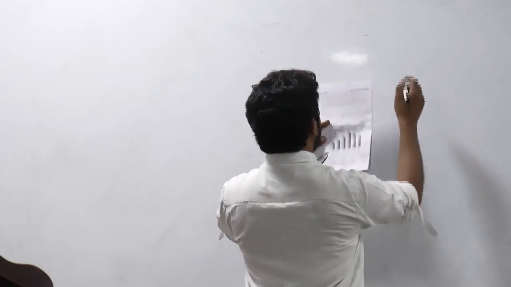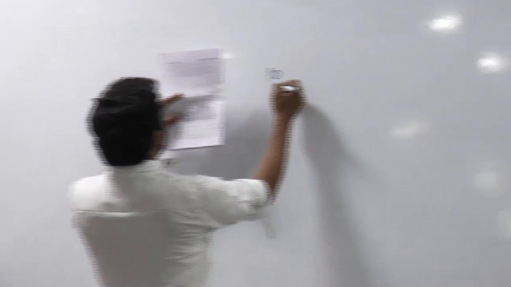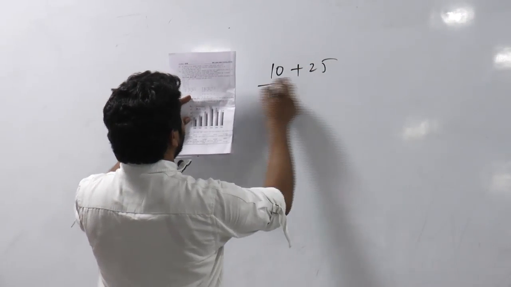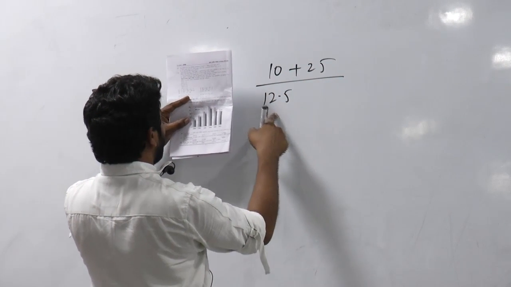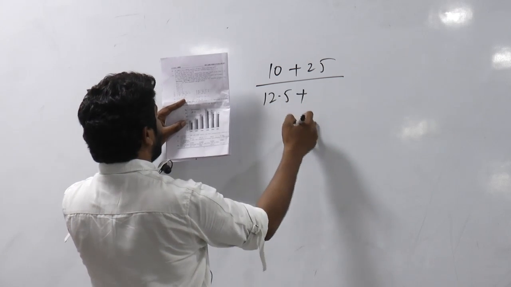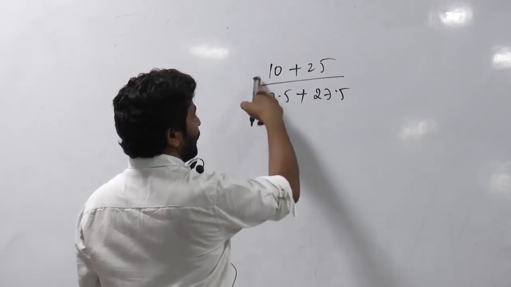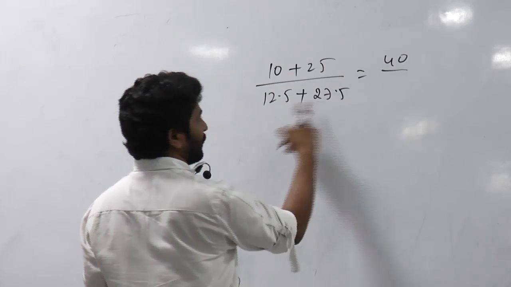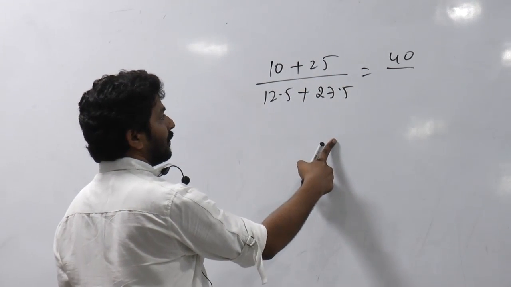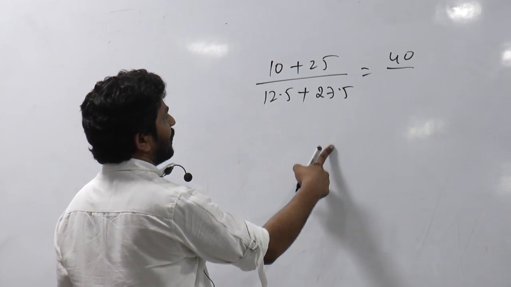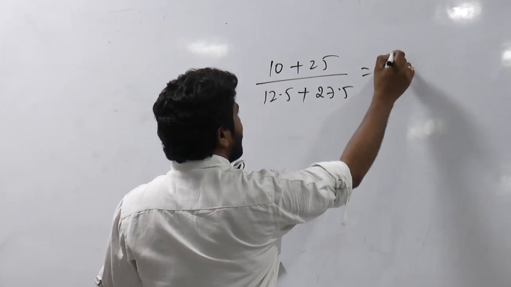Total sales of 1996 and 1999 together was what % of the total production in these 2 years? 96, 97. In 96 we have total sale 10 and in 99 we have sale 25, and percentage wise you need to calculate with respect to production, which is 12.5 and then 27.5, which is 40 out of 35.